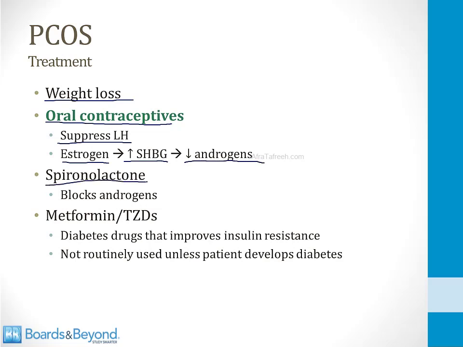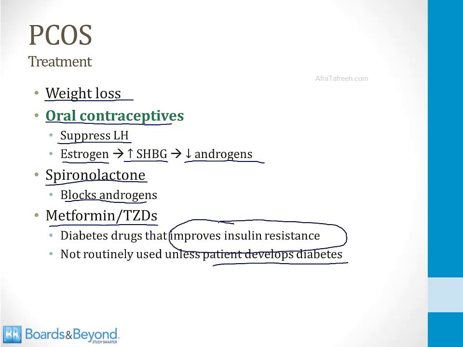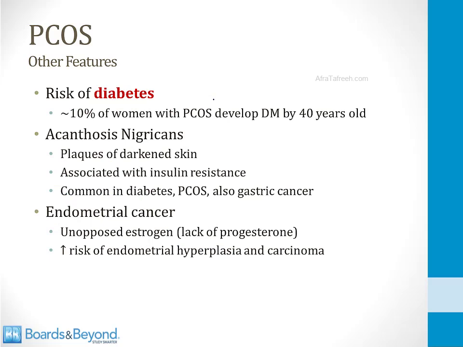Spironolactone can also be used. Spironolactone is a potassium-sparing diuretic, but it blocks the effect of androgens. And then finally, there are two diabetes drugs that improve insulin resistance, metformin and TZDs. It used to be thought that these might be useful prophylactically in women with PCOS who had not yet developed diabetes. The clinical trials were disappointing, so these drugs are not routinely used unless the woman develops diabetes, but you should be aware that these two classes of drugs improve insulin resistance, and insulin resistance is a major problem in PCOS.